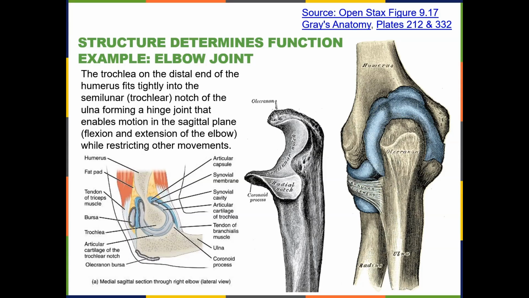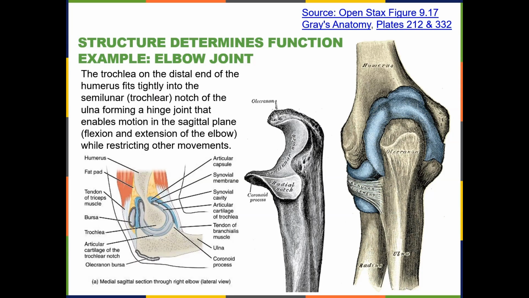And the trochlea of the humerus fits tightly into a region of the ulna that has a notch shape known as the semilunar notch or the trochlear notch, because the trochlea of the humerus fits into this notch. It's often called the trochlear notch. And the tight fit between these bones restricts motion but enables motion as well. The tight fit enables motion to flex and extend the elbow.